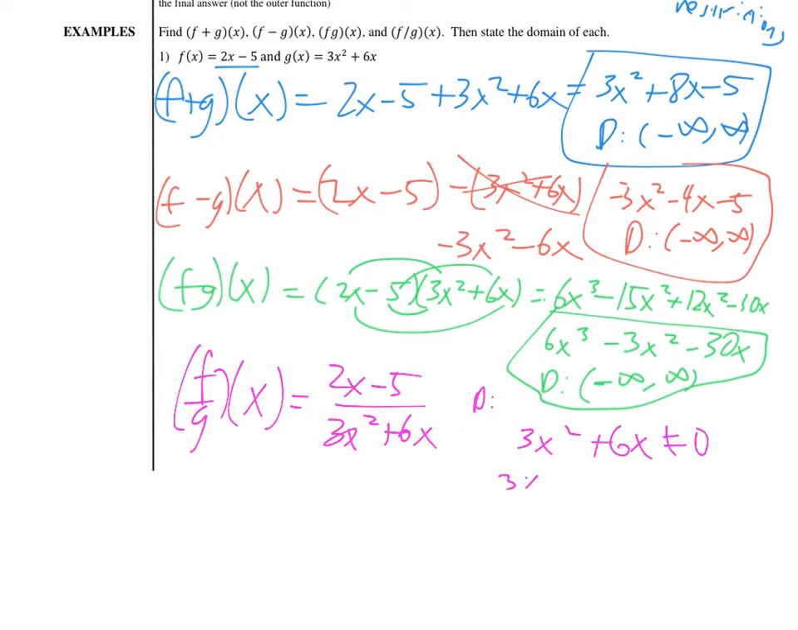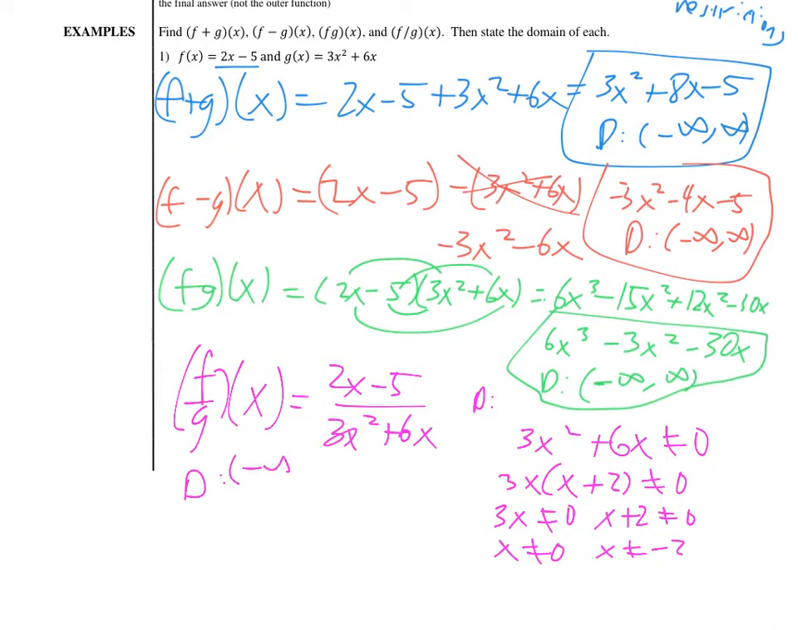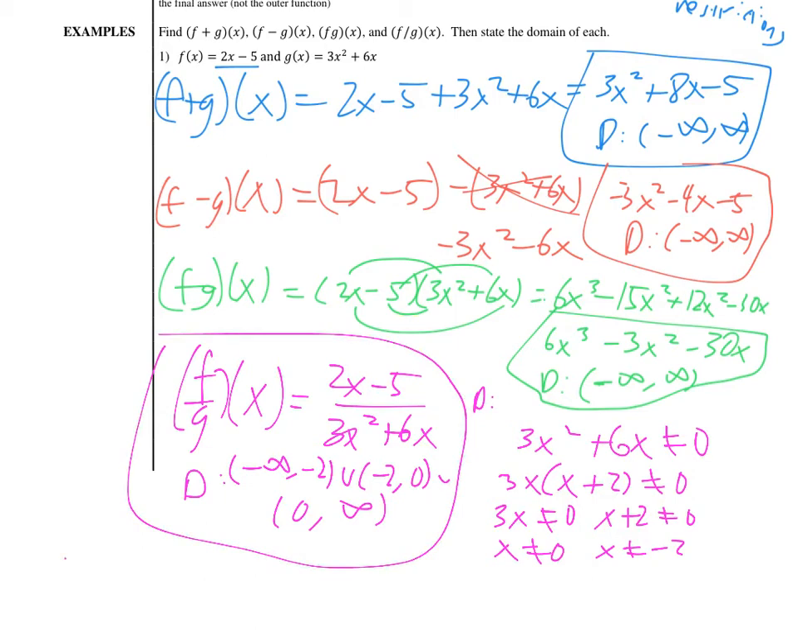So I'm going to factor out a 3x. Say that cannot equal 0. So 3x cannot equal 0. X plus 2 cannot equal 0. So that means x cannot equal 0. X cannot equal negative 2. So for the domain here in interval notation, I would say it's from negative infinity to negative 2, negative 2 to 0, and then 0 to infinity. Every number except for those 2. If you were to draw this on the number line, negative 2 and 0 would be open dots, and it's just everywhere else.